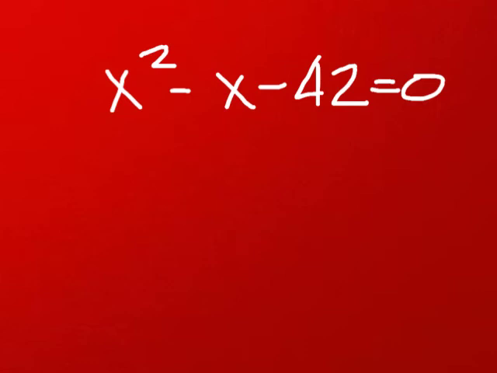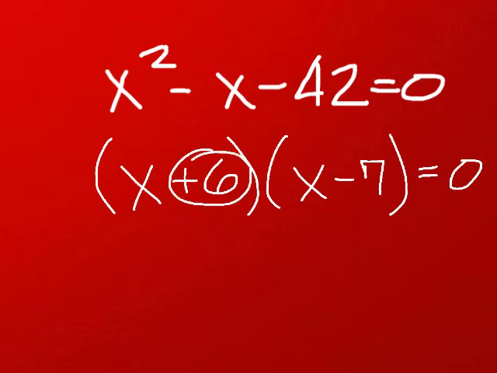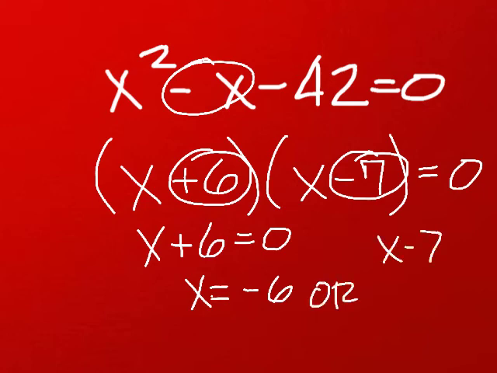Another bonus problem. On the bonus, that should be x plus 6, x minus 7. The reason is 6 minus 7 is negative 1. That's what makes that work. So x plus 6 equals 0. That would give me a negative 6. Or x minus 7 equals 0. That gives me a positive 7.